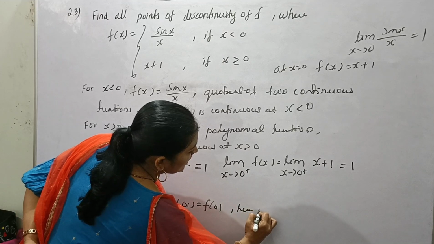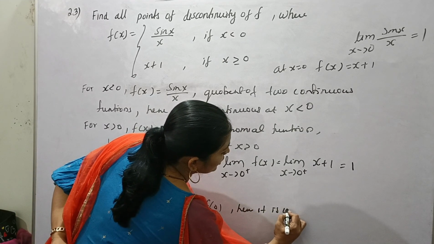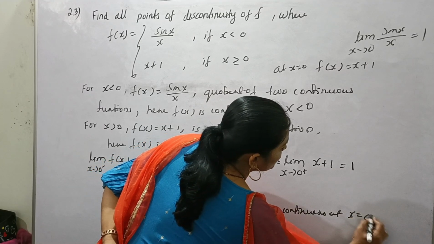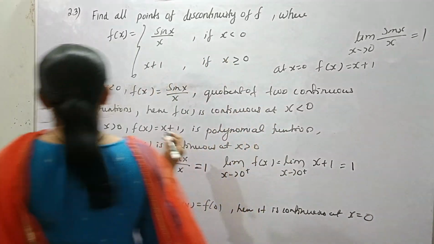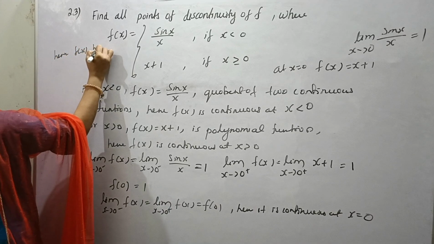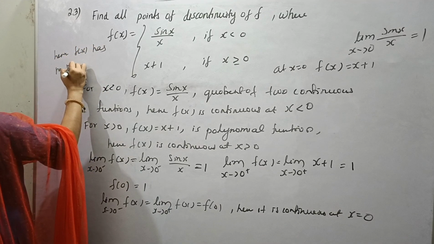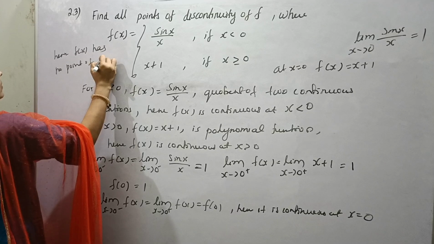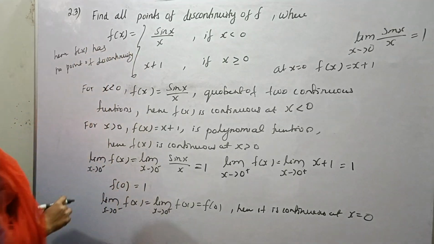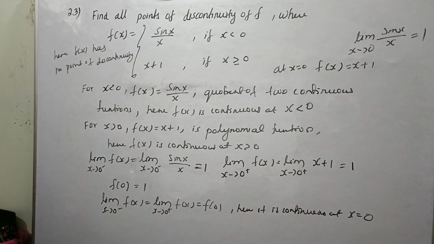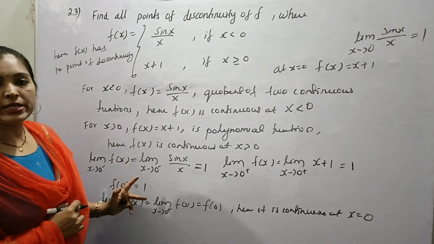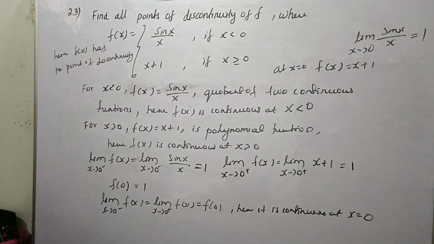So hence it is continuous at x equal to 0. Hence this f of x has no point of discontinuity, because this function is continuous at all the points.